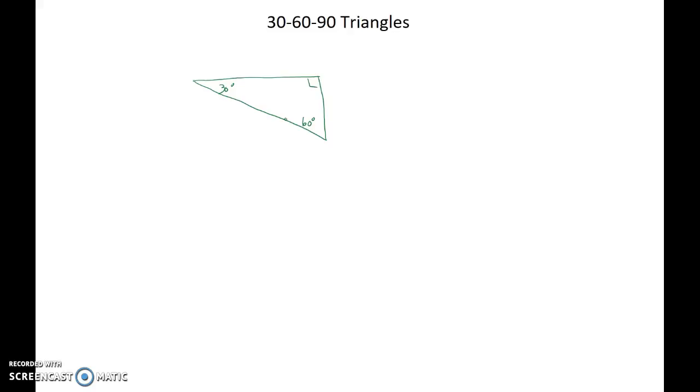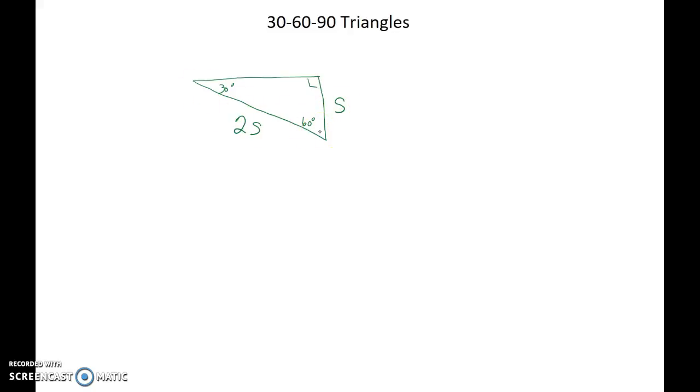So sort of like I did before, I've got a 30, 60, 90. These always have a shorter side, then the long leg, and then the hypotenuse, of course, which is the longest of all. So the relationship here is we're going to call the short side S. That could be any side length. And the cool relationship here is that the hypotenuse is always twice as long as S. So you double whatever number's here to get the side across.